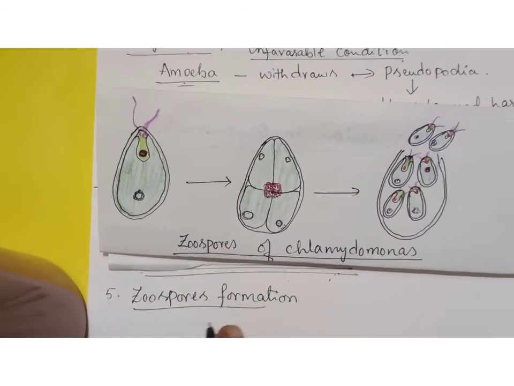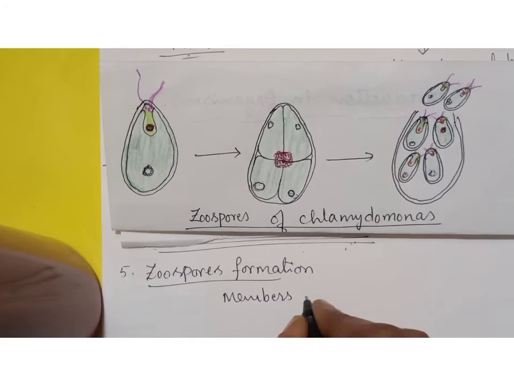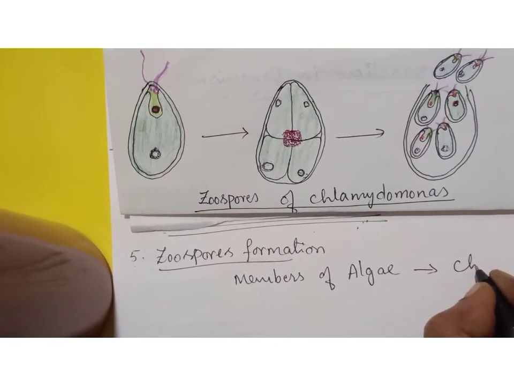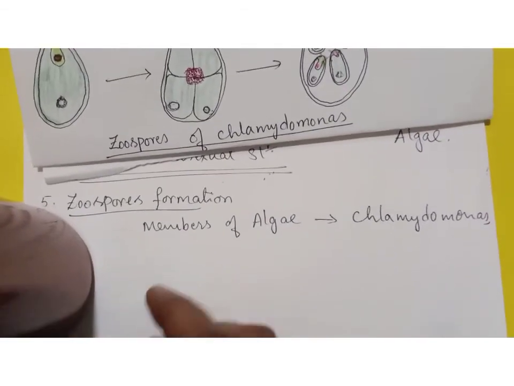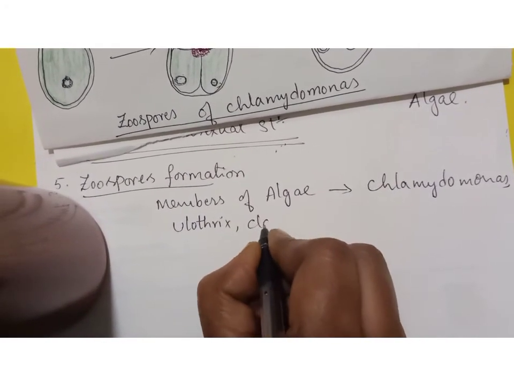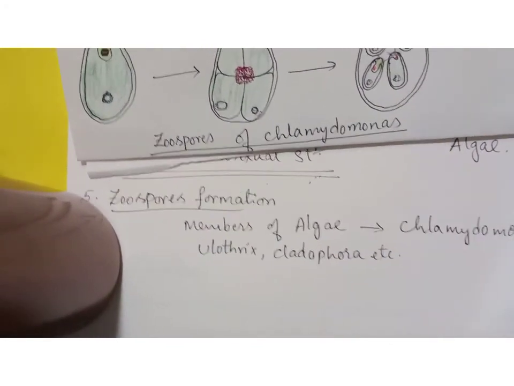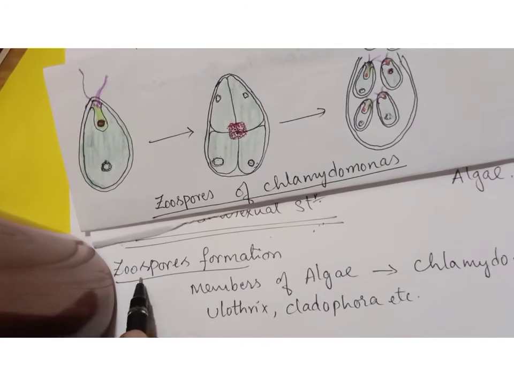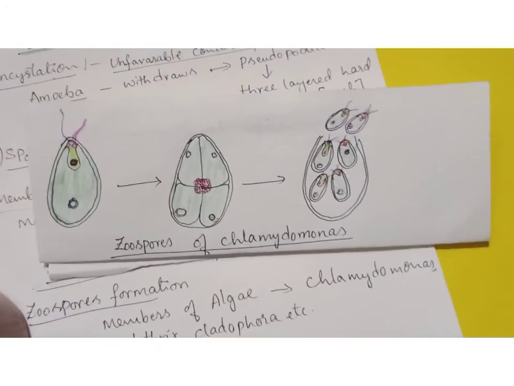So zoospore formation is common in members of algae, like Chlamydomonas, Ulothrix, Cladophora, etc. So in algae, asexual reproduction is seen by producing a special asexual structure, that is zoospore formation. Here in your syllabus they have given the example of Chlamydomonas.